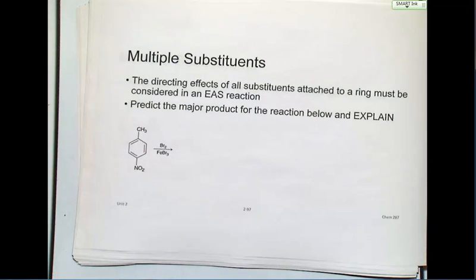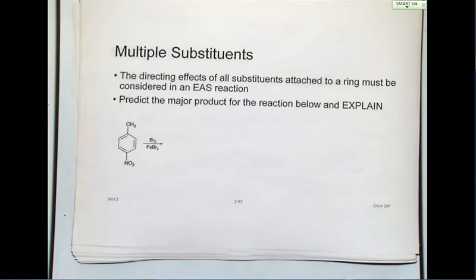Multiple substituents. So when we're considering a reaction like this, where we have two substituents, they may have the same effect, or they may have different effects, right? One might be an ortho-para director, one might be a meta-director. We have to think about all of those effects and try to take into consideration what's going to happen based on their relative positions. It takes a little bit of analysis, really. You have to consider everything.